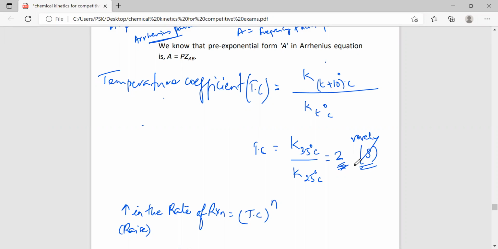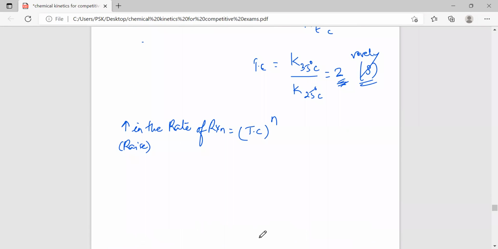All right. Now, what is n here? n stands for final temperature minus initial temperature, divided by 10. Final temperature minus initial temperature divided by 10. That's how you find the value for n.